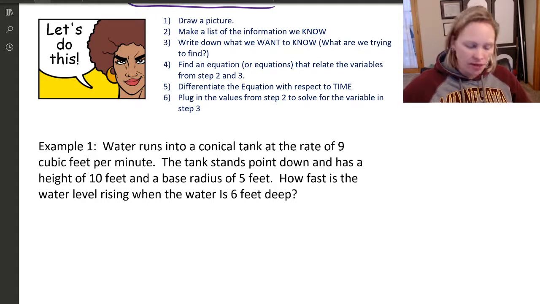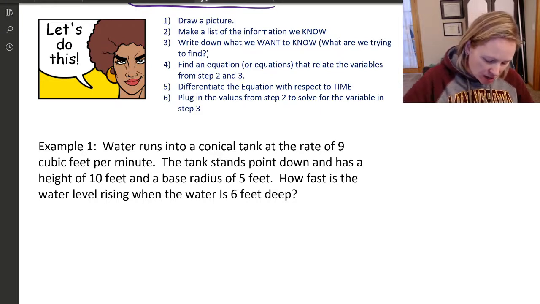Let's take it step by step. We're first going to draw a picture. So I have my conical tank. It's upside down. It's point down.